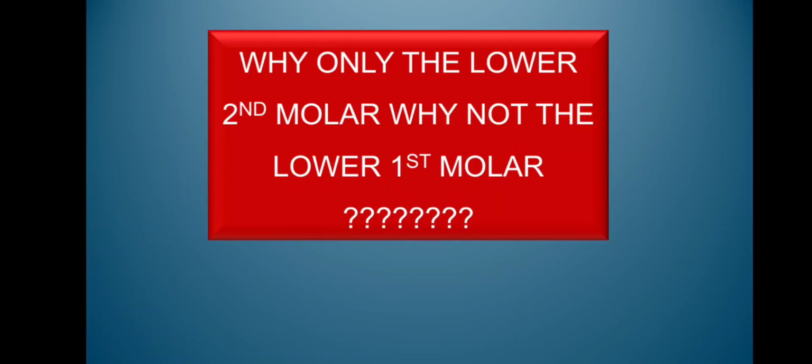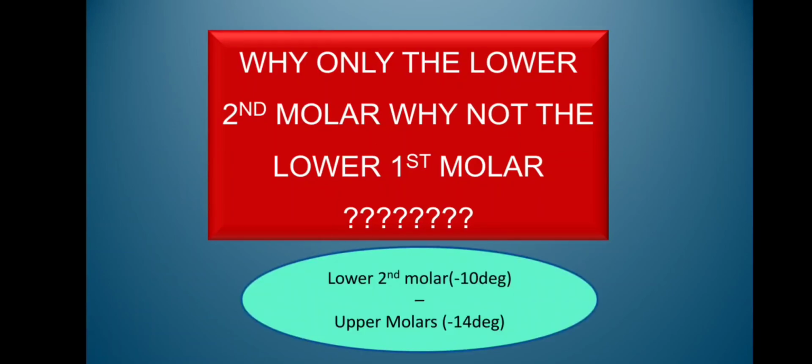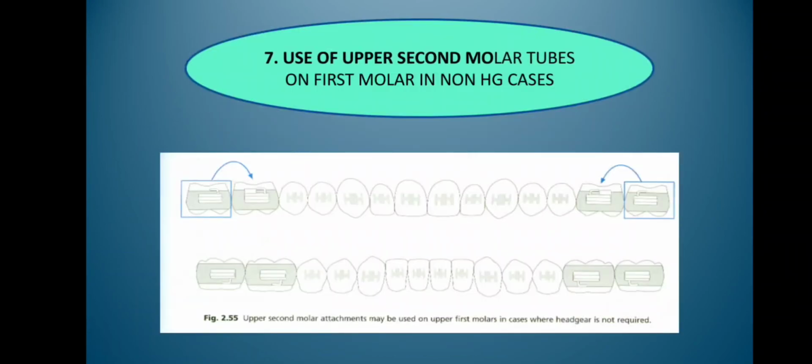Because lower second molar torque value is nearer to that of upper molars, that is, lower second molar has a torque value of about -10 degrees and upper molars have -14 degrees. And going to the last one, that is use of upper second molar tubes on first molar in non-headgear cases. Upper first and second molars have similar tip and torque, that is 0-degree tip and -14-degree torque. So, upper second molar tube can be used on first molar on the same side in non-headgear cases.